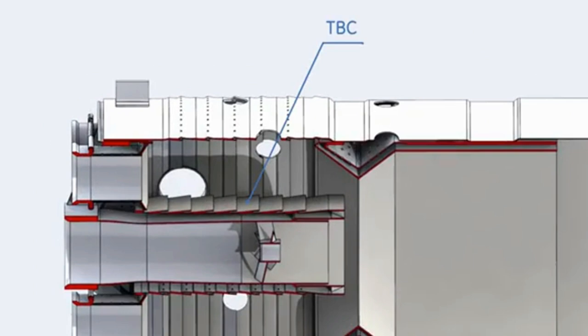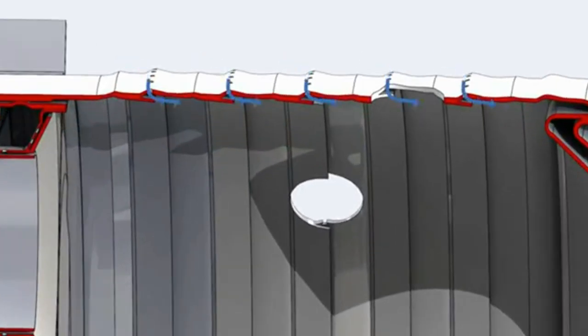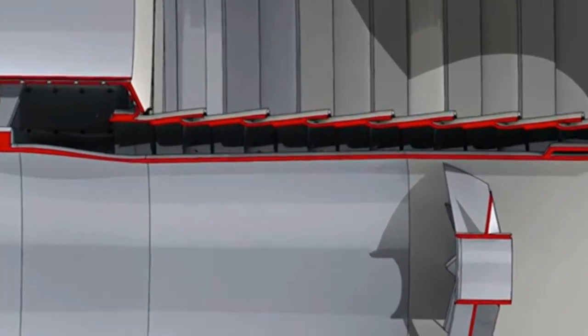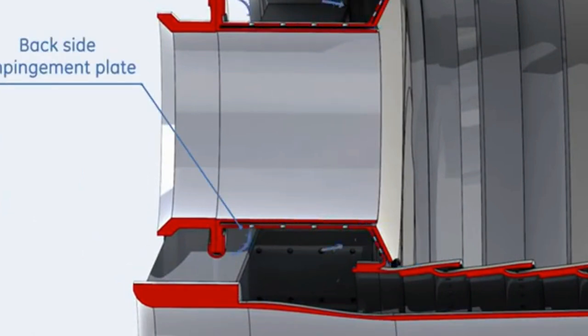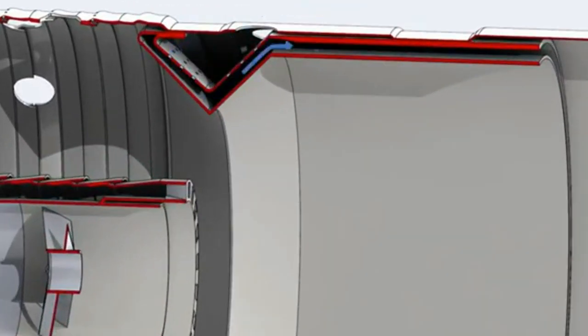The combustion liner is also protected by film cooling, as air flows through the liner cooling rings to make an air film adjacent to the liner surface. This air film keeps the hot gases away from the liner metal. The liner cap is protected by film cooling and backside impingement cooling. The venturi is cooled by backside impingement cooling.